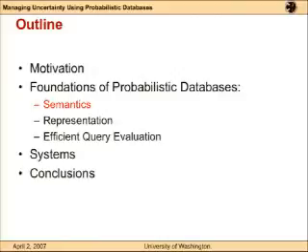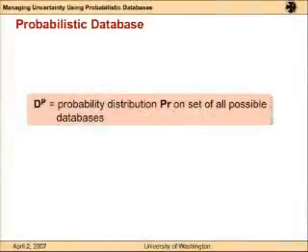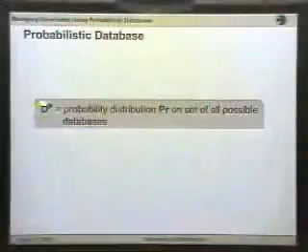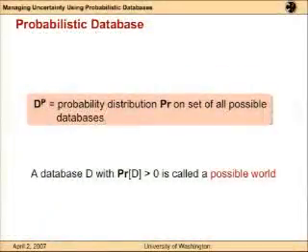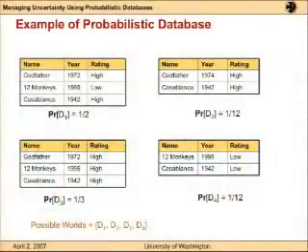So let's start with semantics. I'm going to define a very clean and simple way to think about probabilistic databases. A probabilistic database is simply a probability distribution over all possible databases. And any database with positive probability is called a possible world. This is the possible world semantics, which is widely used in knowledge representation to represent uncertainty.